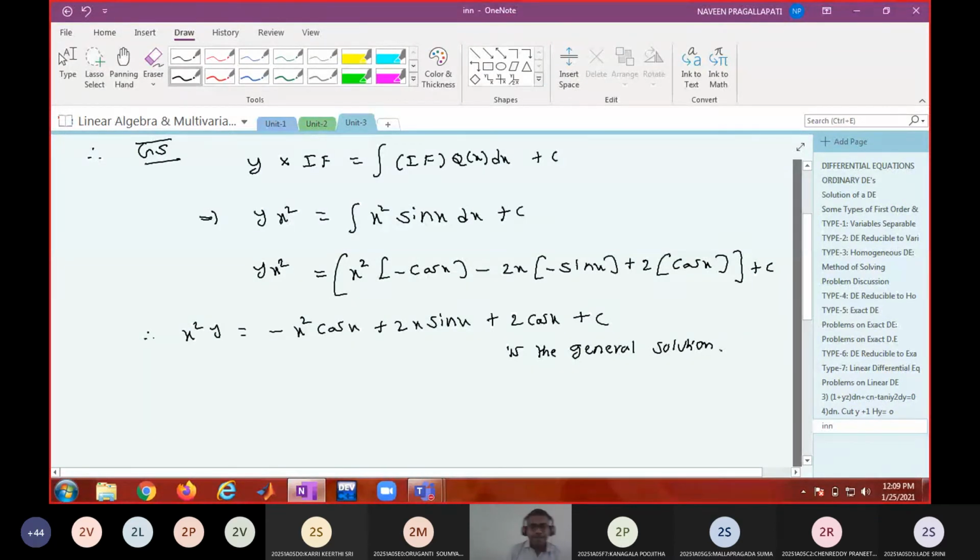Do you agree? So that is how we will be solving exact differential. We will be solving linear differential equation, which may be linear in y or it may be linear in x. So I shall give some more problems as homework on linear differential equations. You try to solve. Shall I go to the next type? Yes.